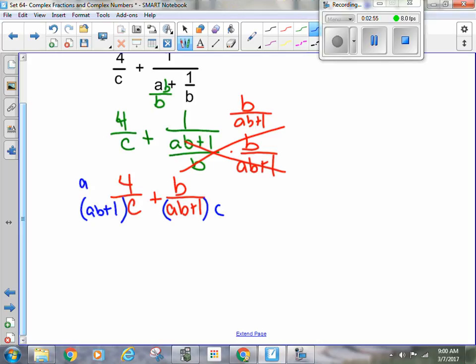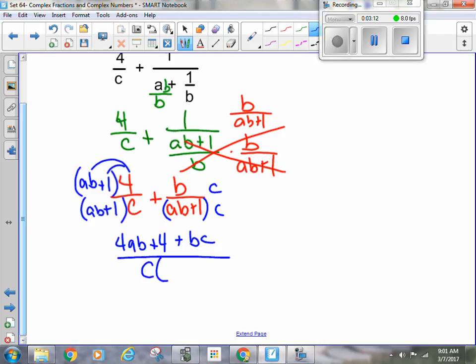Okay, and then I do that in the top. And I multiply this by C also. I'm going to distribute here because it might get me some like terms. So 4AB plus 4. And then in my second term, it's going to become BC. And then my denominator is all the same, and I'm going to leave it factored. Do I have any like terms in the numerator? Nope. And so there's nothing that I can cancel out of all of them.